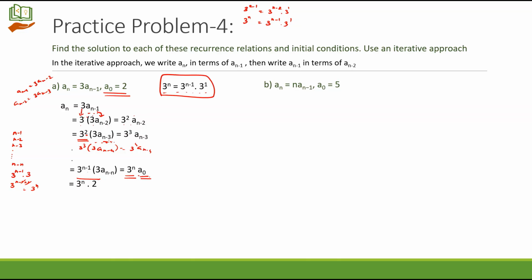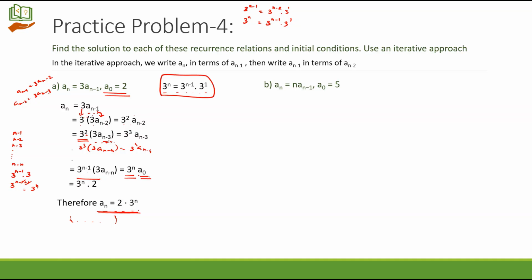So what is the solution of this particular recurrence relation? It is 2 into 3 power n. Solution means now when you apply n is equal to 0, 1, 2, 3, you will get the numbers in the sequence. Similar way we are going to solve b.